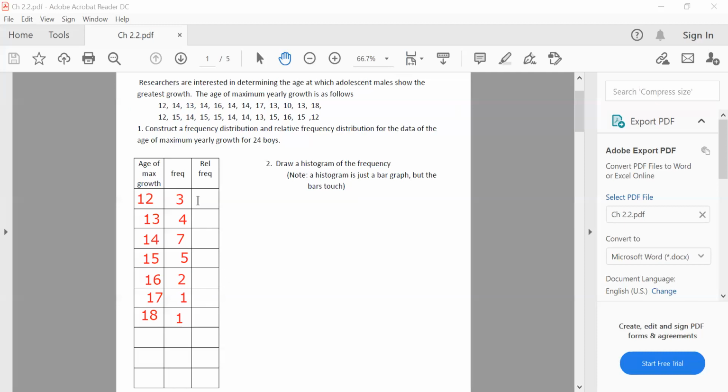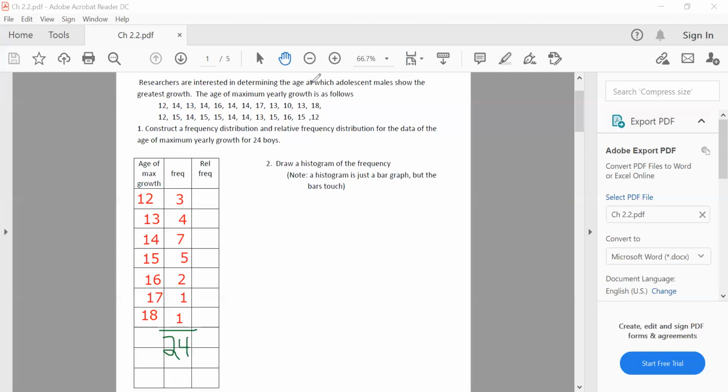So those were the frequencies in each category. Now we just need to do the relative frequencies. This means that we need to count how many total we have. So 1, 2, 3, 4, 5, 6, 7, 8, 9, 10, 11, 12 times 2 is 24. So we have a total of 24.